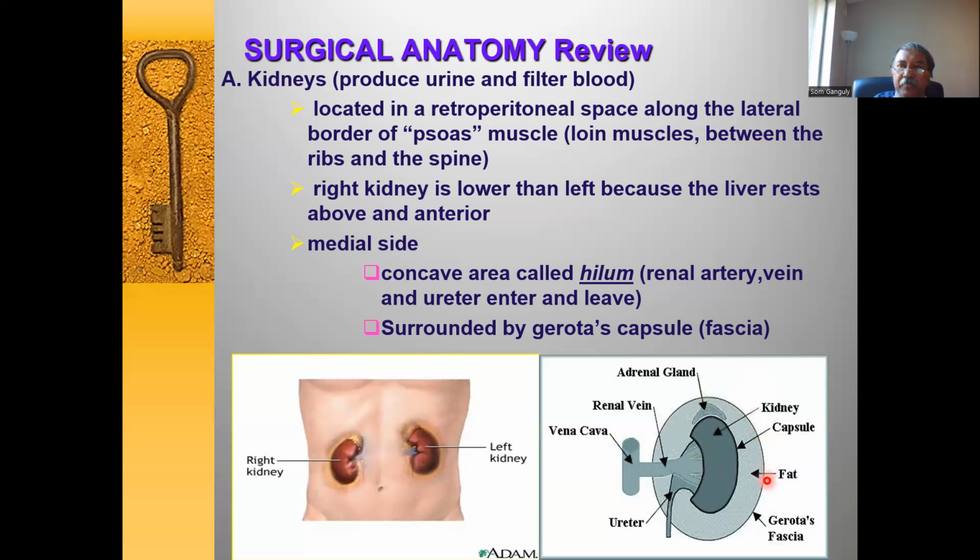The whole area has a thick, fatty looking tissue. It acts as a padding and also as an attachment to the muscle. It's called Gerota's capsule. It's basically a fascia, a connective tissue fascia. On top, you have the adrenal gland that is sitting at the tip. So this is our normal kidney anatomical location.